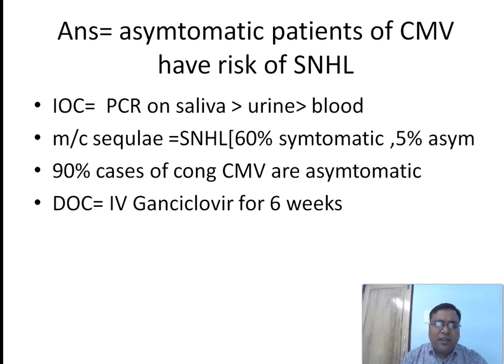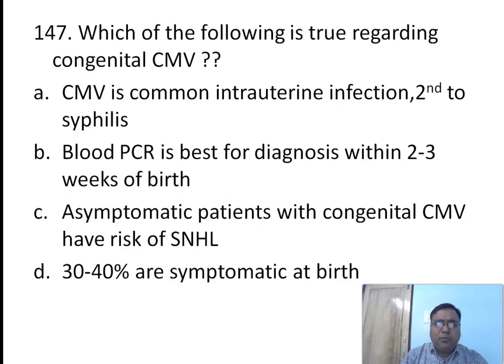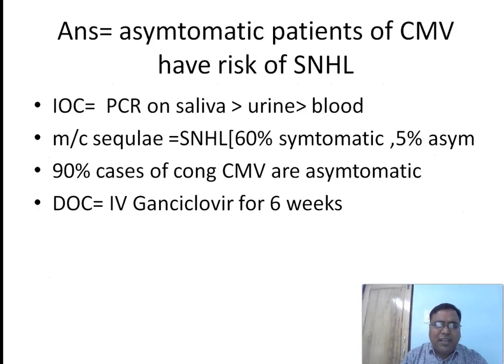This one is correct. About the other options, CMV is the most common, it is not syphilis. Second, it is not blood PCR. It is saliva. PCR on saliva is more sensitive than urine and blood. Most common sequela is sensorineural hearing loss. 90% of cases of congenital CMV are asymptomatic, and 10% are symptomatic. Drug of choice is IV ganciclovir, to be used for 6 weeks.